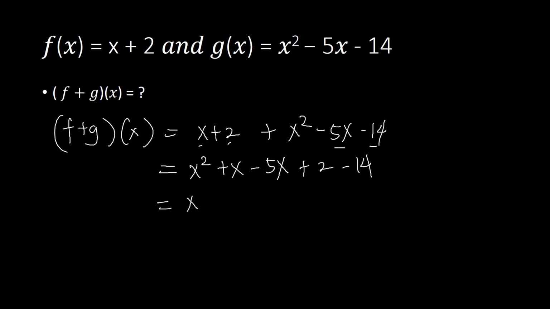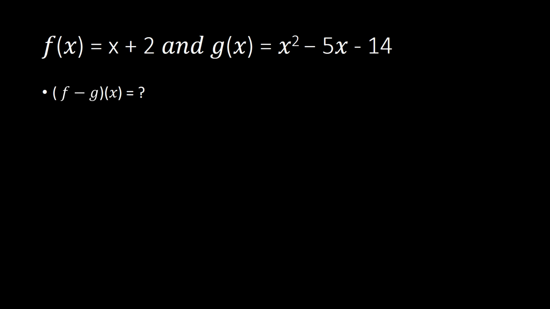Then we do combine like terms. X minus 5x, that's minus 4x, because 1 minus 5, that's negative 4. Next, 2 minus 14, that's negative 12. And this is the result for the sum of the two functions.